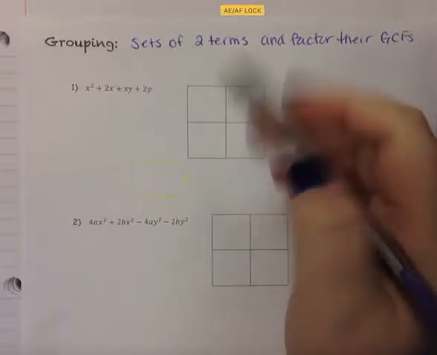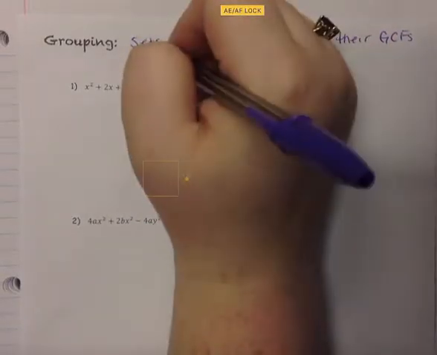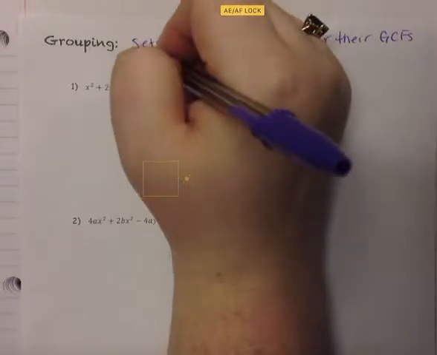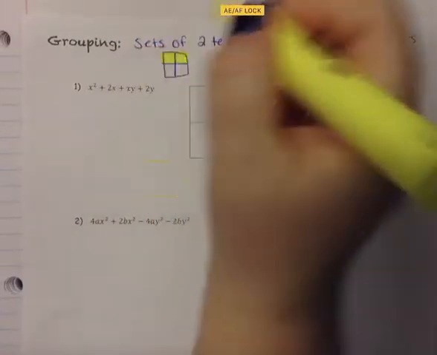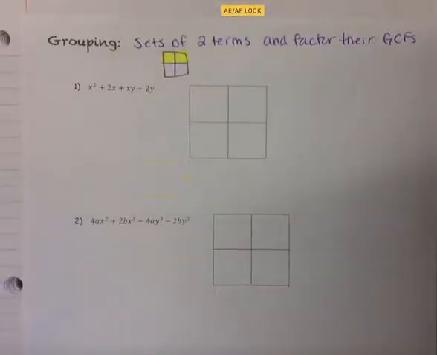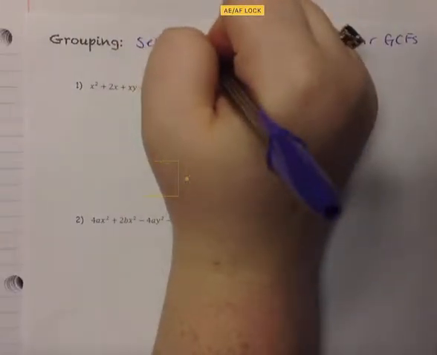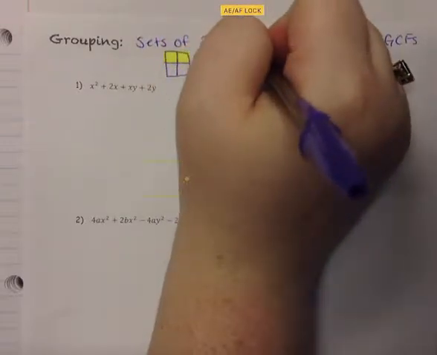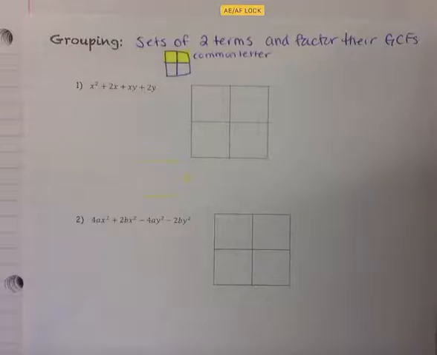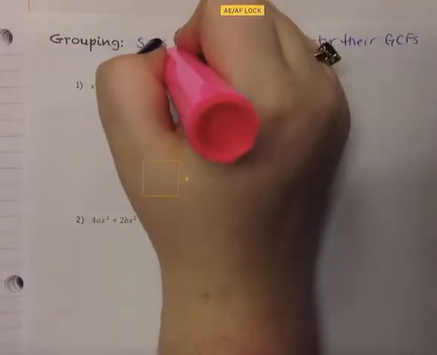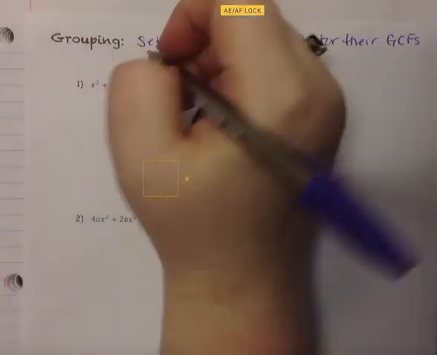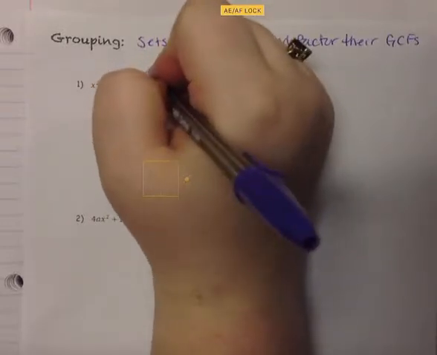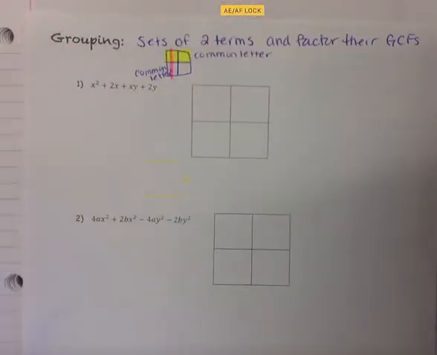So if I'm looking at these boxes, these boxes right here should have a common letter, and these boxes right here should also have a common letter. They should have common letters.